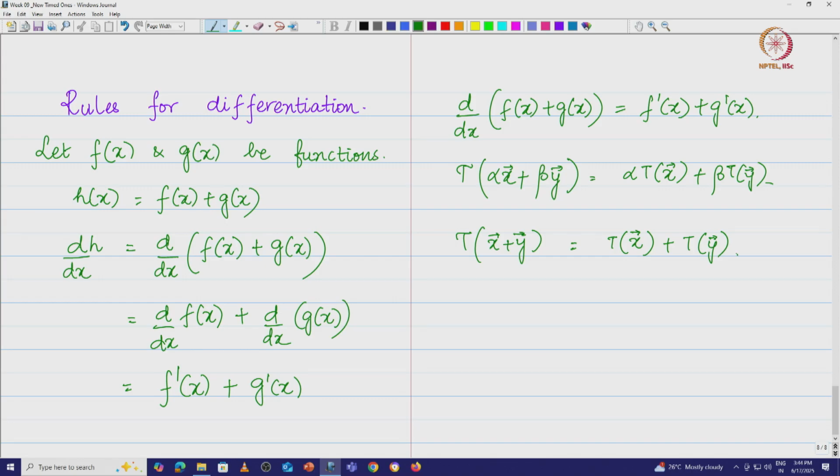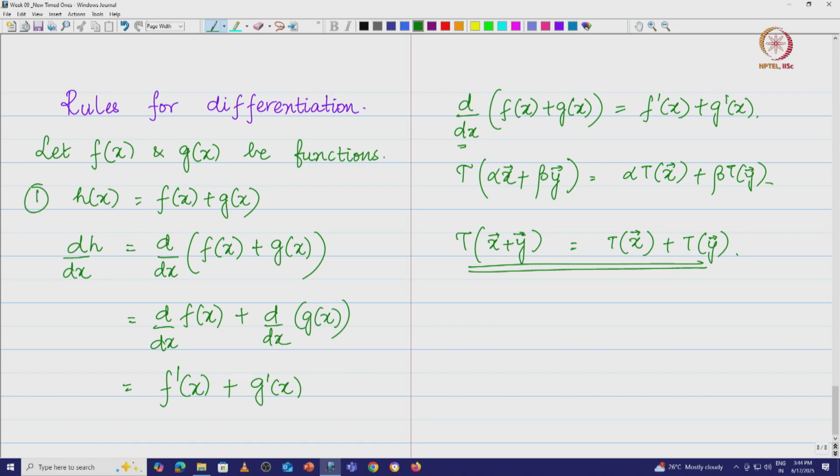Therefore what we see is that the differential operator is actually a linear operator. It is a linear operator that we have. In fact, you can capture the idea of differentiation in terms of matrices also. For the time being, we will not look into it. So this is the first rule that we have.